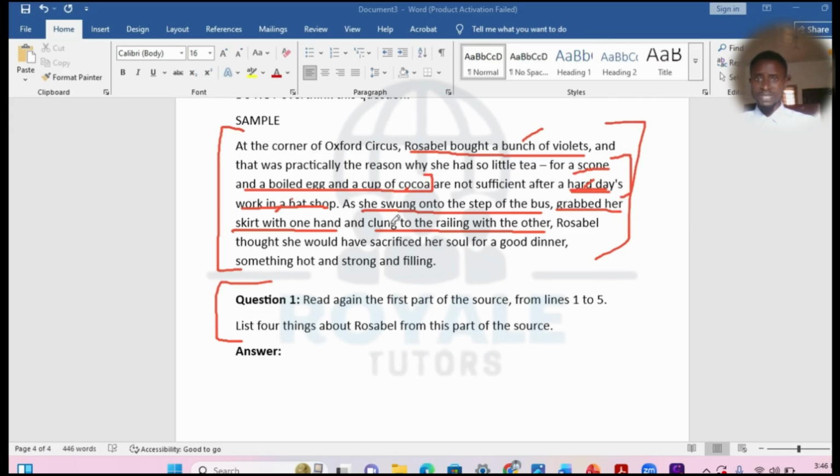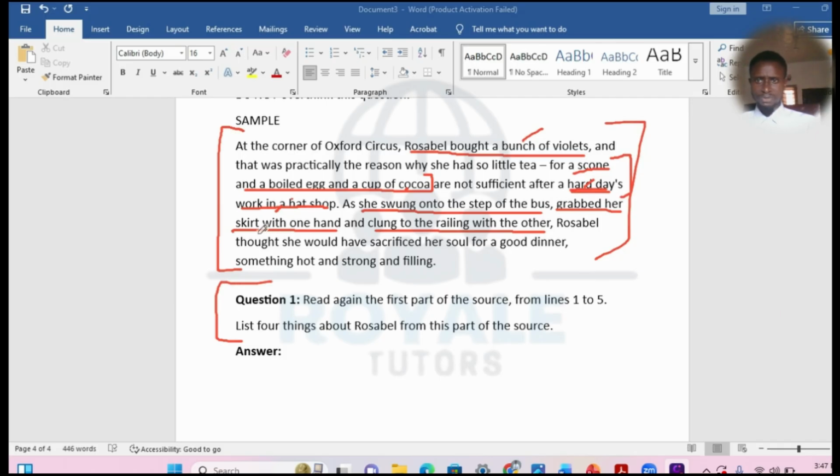For instance, if I say she swung onto the step of the bus and grabbed her skirt with one hand, that is giving me two different ideas. Your point must have one idea. How is that two different ideas? She swung onto the step of the bus is one idea. She grabbed her skirt with one hand is also another idea about the same character. So you need to make sure that you're picking your responses in bits. Is that okay? So let's see if we still have any other thing here.